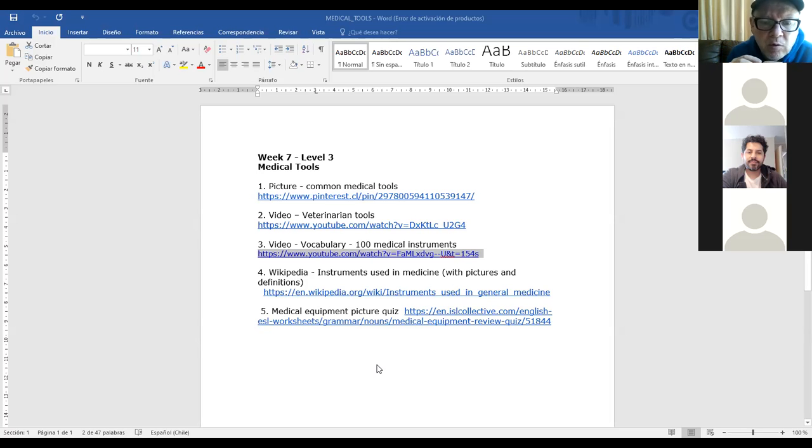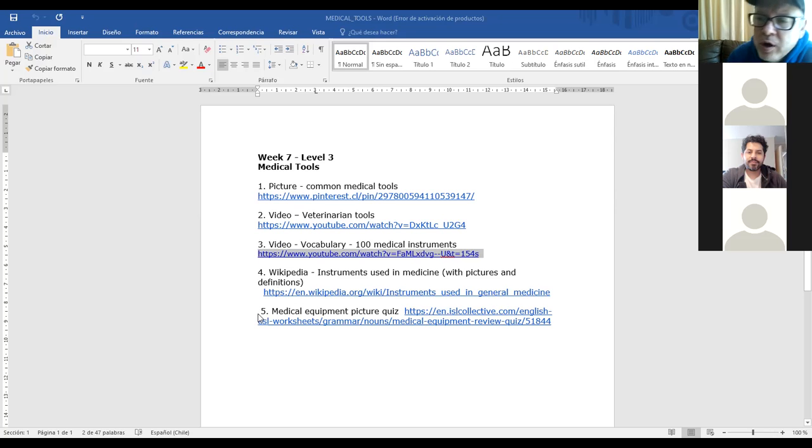You have number 3, which is a video with an expansion, more expansion of vocabulary. So here you have 100 medical tools. You're going to watch it, and a very good exercise that you can do is, well, watch and repeat after each tool, but also the same thing that you did in the class. Try to describe the function of each tool in simple English. So this medical tool is used to blah, blah, blah. That is a very good exercise that you can do with this video of 100 medical instruments.